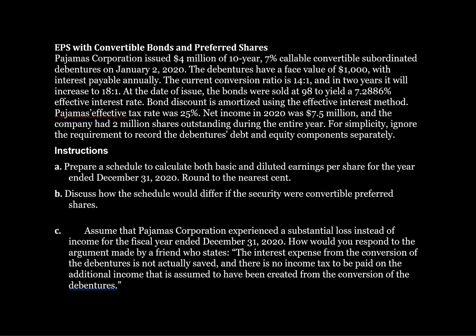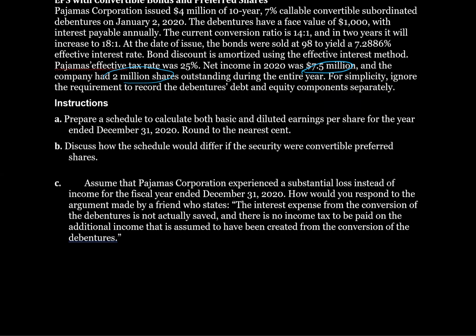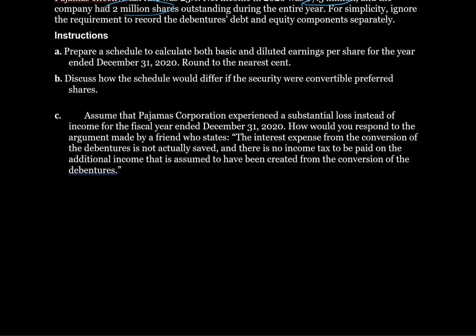And we're asked to prepare a schedule to calculate both basic and diluted earnings per share for the year ended December 31st, 2020. Okay, let's get started with that. So let's do basic earnings per share first. Net income was 7.5 million, and they had 2 million shares outstanding during the entire year. This question is making it easy because there's no change in share capital, so we don't need to calculate the weighted average, since there's 2 million outstanding during the entire year, no change.